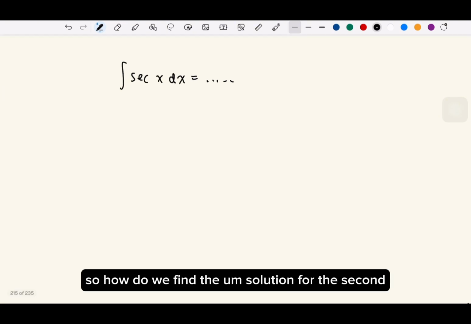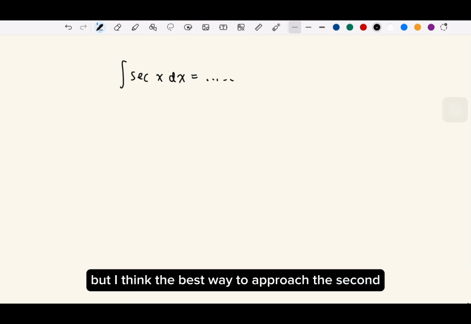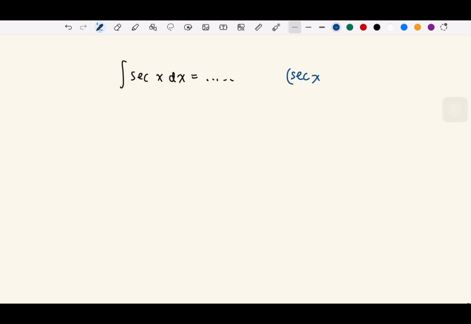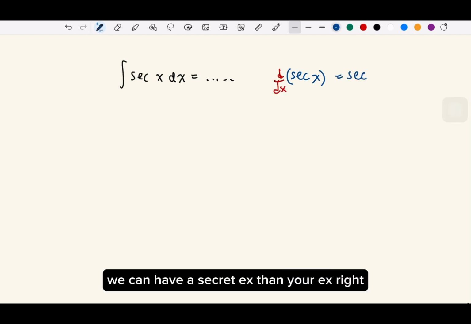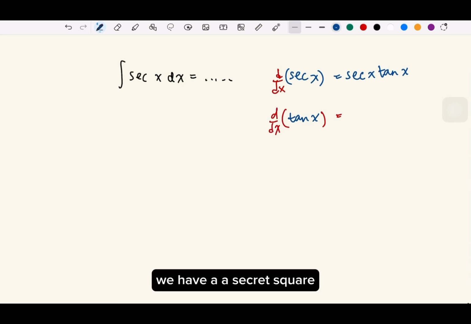So how do we find the solution for the secant? There are several ways, but I think the best way to approach the secant, if you look at the derivative of the secant, we have secant x tangent x, right? If we have the derivative of tangent, we have secant squared, right?